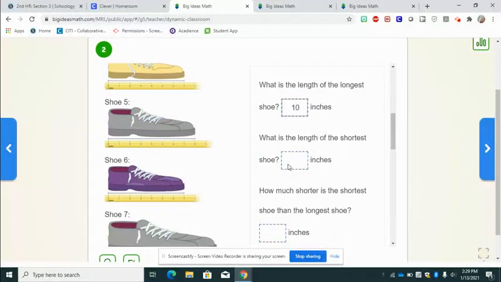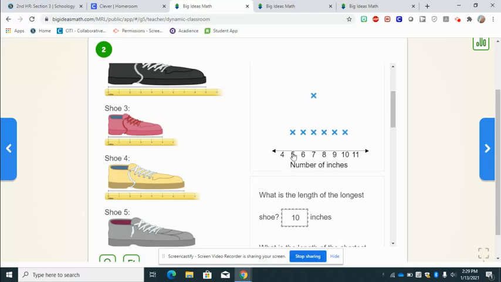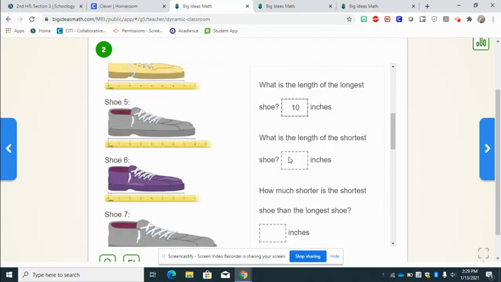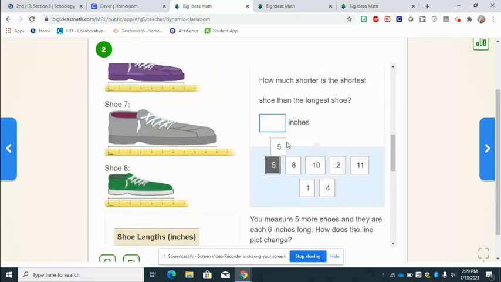Okay, what is the length of the shortest shoe? So we'll look at our numbers and find the smallest number. 4 is our smallest number, but I do not see any X's over the number 4. So there were no shoes that were 4 inches long, but there was one shoe that was 5 inches long. So this one is the shortest shoe, which was 5 inches long.